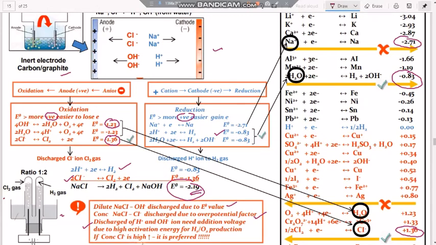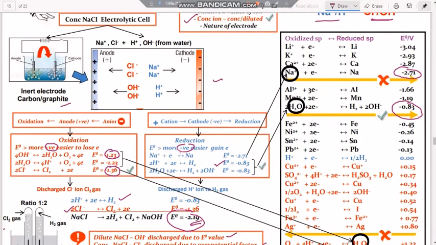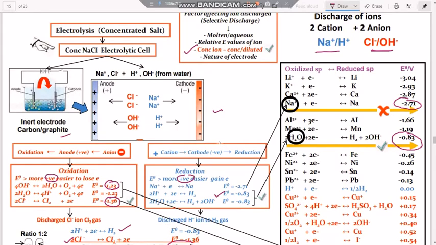If Cl minus is high, then it is preferred in the reaction. Because of that only we have taken Cl minus. So that means in concentrated cases, chloride will get discharged. In the dilute NaCl cases, OH minus ion will get discharged. This is a key point in the discussion of electrolysis of sodium chloride and its compounds.